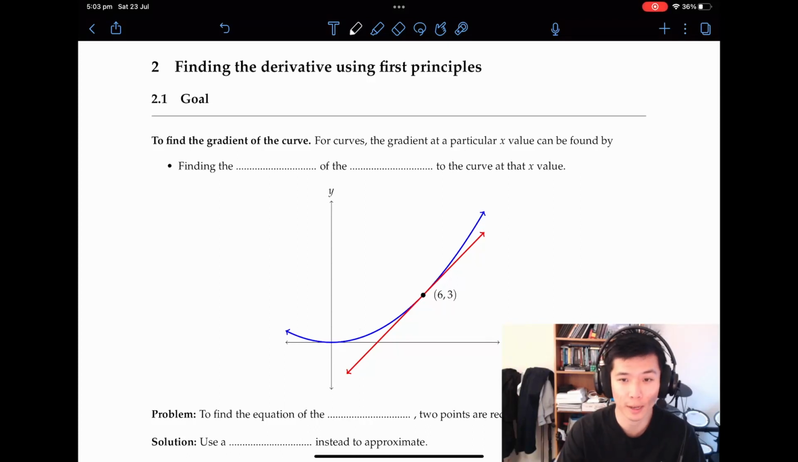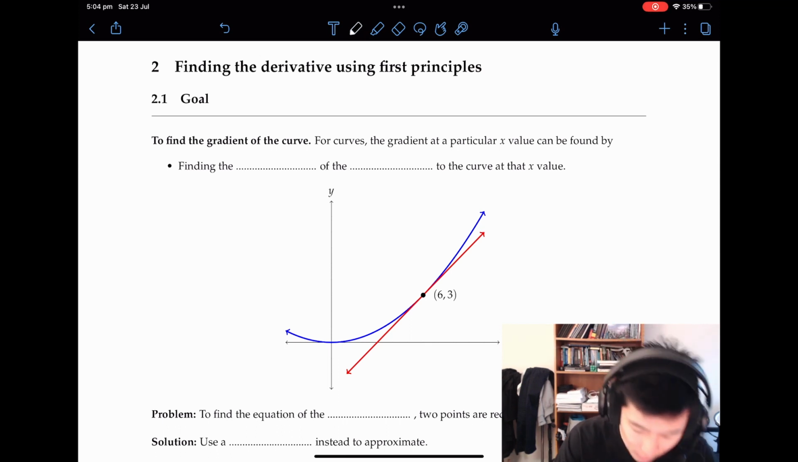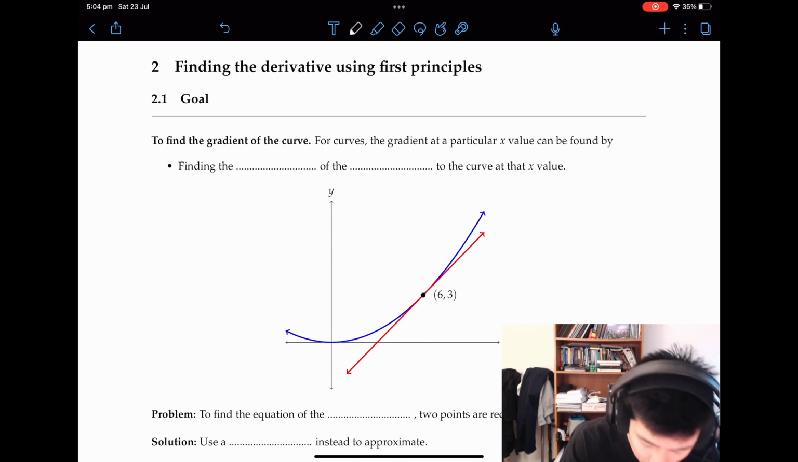Let's remember from last term what the goal of calculus was. The goal was to find the gradient of a curve. And we started off talking about the gradient of straight lines. We then went to discussing how the gradient is rise over run. And ultimately, we landed on the idea that for a curve, the gradient of a curve is actually the gradient of the tangent to the curve.